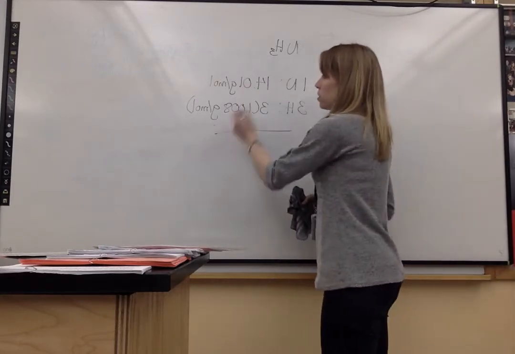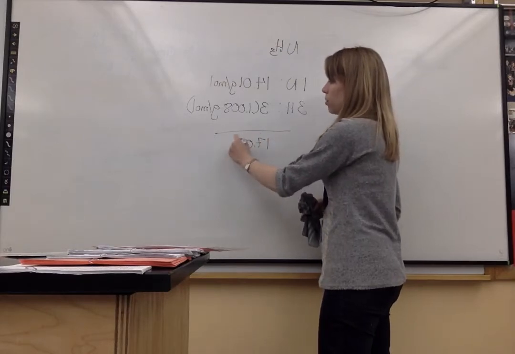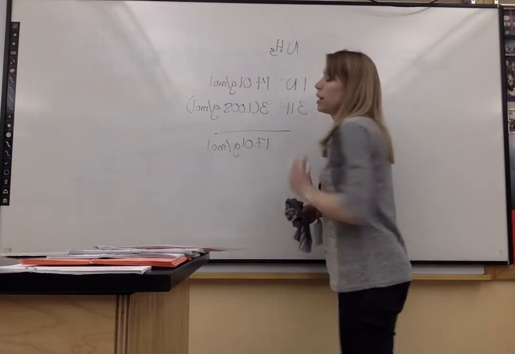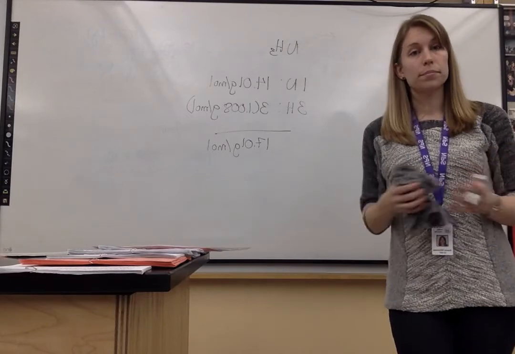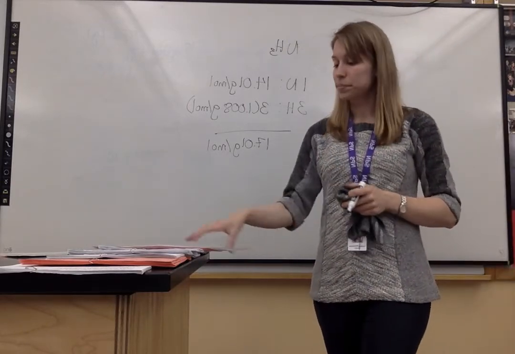So if we were to do this math and add them up, hopefully you should have gotten 17.01 grams per mole as the molar mass of ammonia. So there's a couple more practice problems on your worksheet, so you can give those a shot.